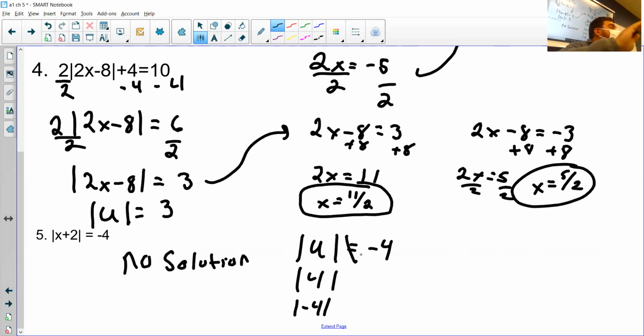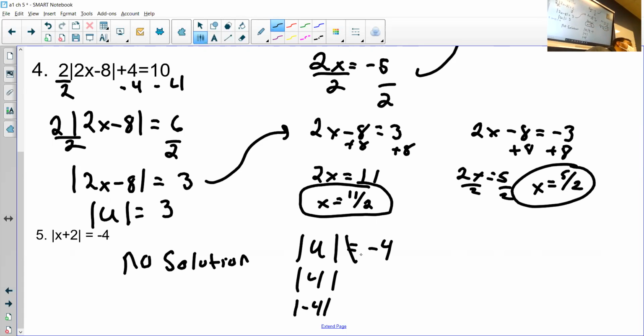Say that again. Sorry, hold up. The absolute value is going down to zero, but that does not get you to negative 4. We missed it. So from the start, it's no solution. As soon as you see an absolute value alone and a negative on the other side, it's no solution.